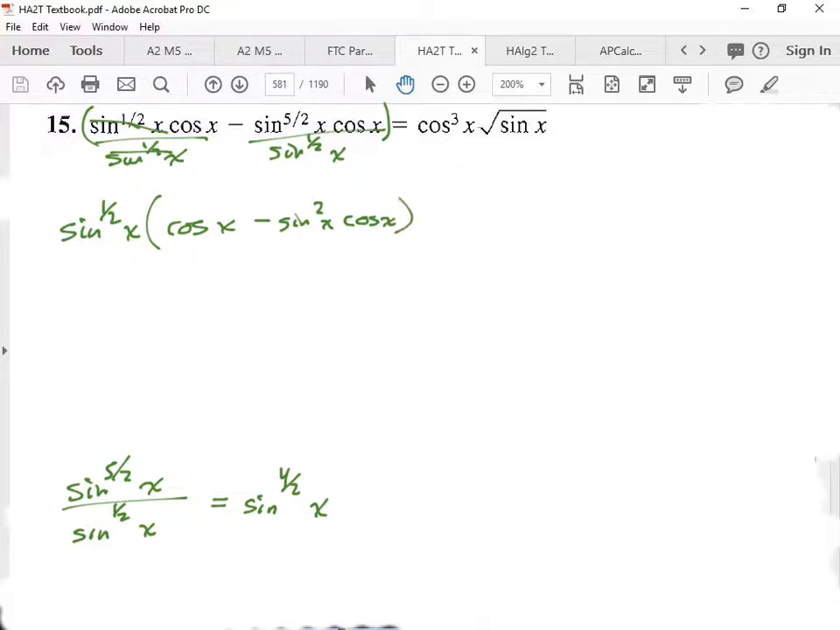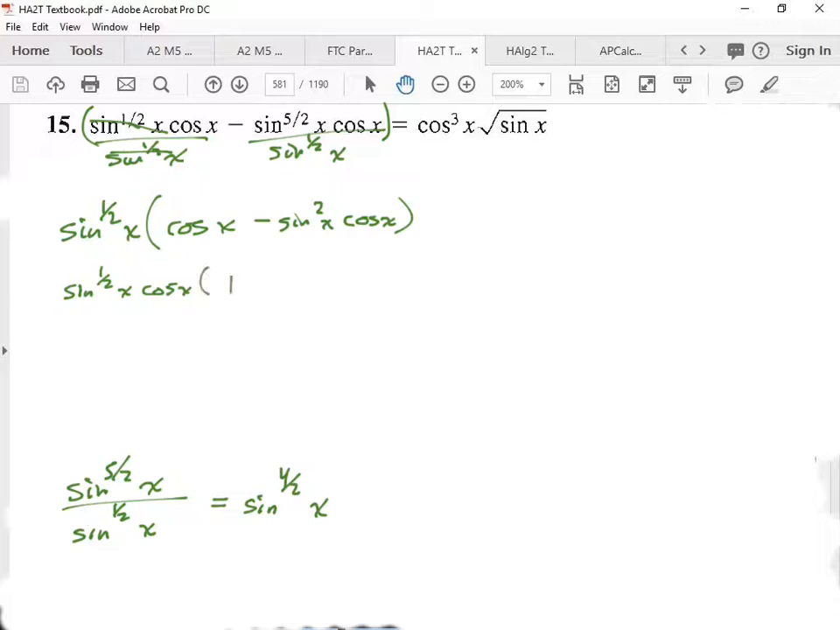So this is what I'm thinking now. I'm looking at this, and I'm going, oh, snap. I see a sine squared x right there. And you know what else I should have taken out? I should have taken out a cosine from both of those. So let's go ahead and take a cosine out also. So I'm going to take a cosine out now.